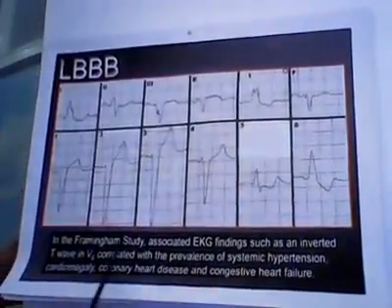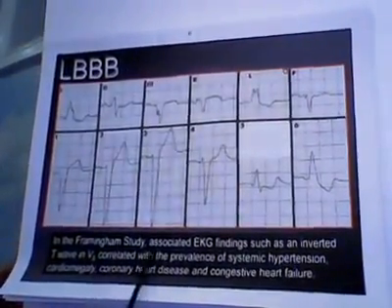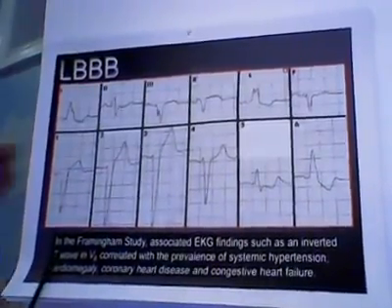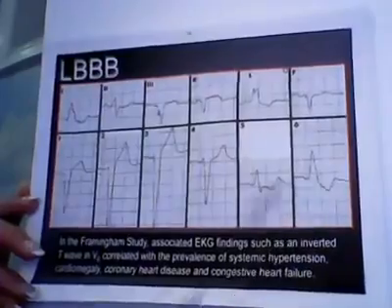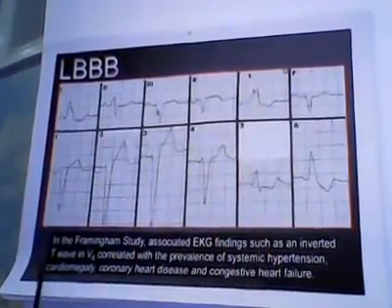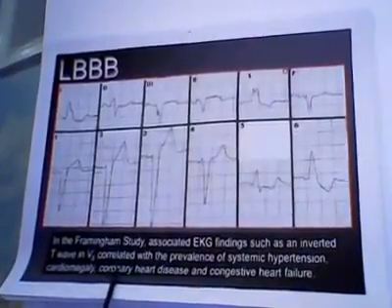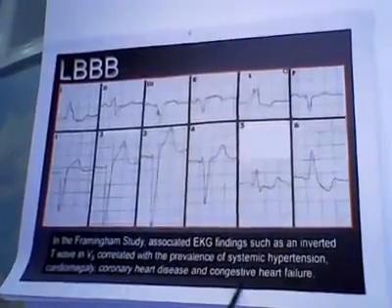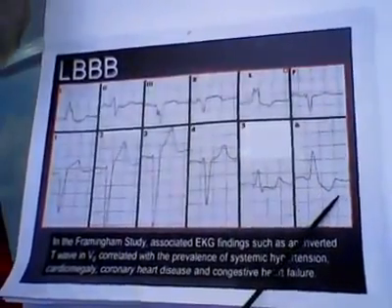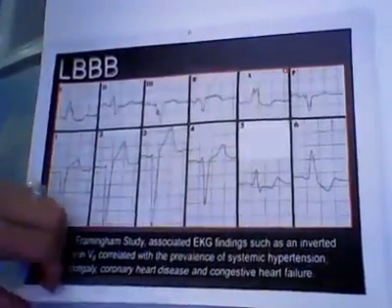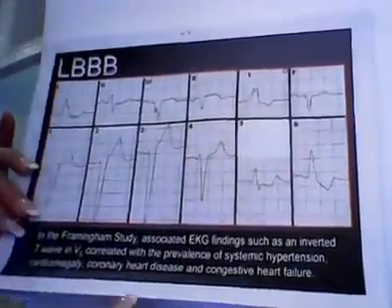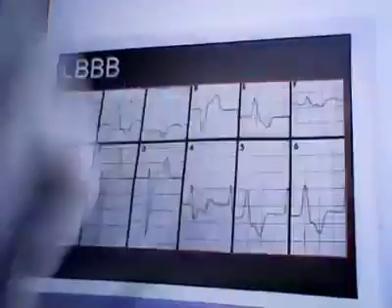And here it says in the Framingham study, associated EKG findings such as an inverted T wave in V6 correlates with the prevalence of systemic hypertension or cardiomegaly or coronary heart disease and congestive heart failure. So when you're looking at V6, if you have an inverted T wave, it's usually not a good sign. Usually means you have heart disease, but then again, so does a left bundle branch block, doesn't it now?